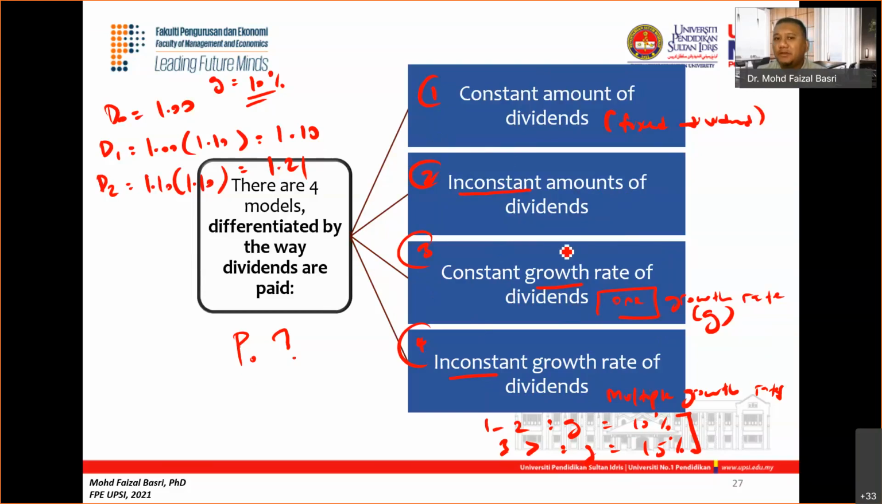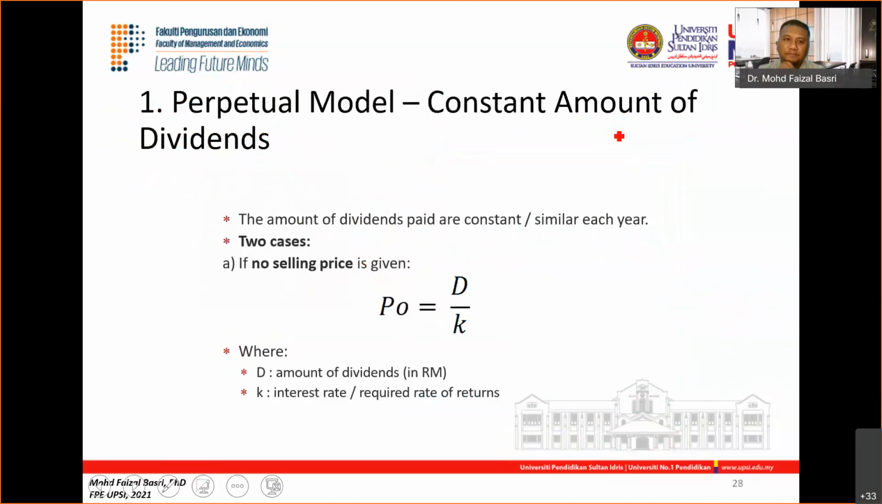So we're gonna go from one type to another, and out of these 4, you can see one similarity later on for number 1, number 2, and number 4. We're gonna use the DDM, or the discounting method. The formula will be used in model number 1, model number 2, and model number 4, with a slightly different formula for model number 3. But anyway, we're gonna go one by one. We're gonna start with the constant amount of dividend first, the first model.